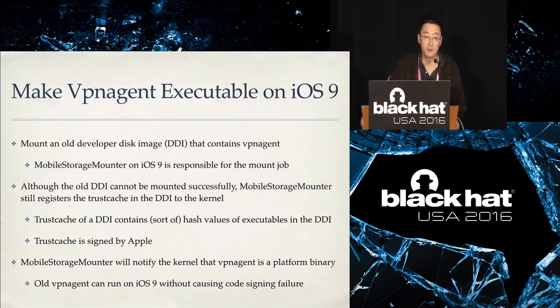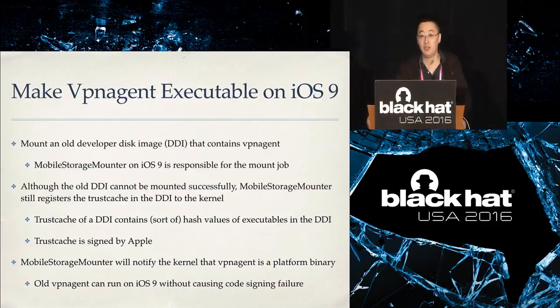So now we try to mount the old version of the DDI onto the iOS device so that we have the VPN agent available. In the beginning, we found that no, iOS 9 has a version check on the DDI. If the developer disk image is too old, it refuses to mount it. We thought maybe we could not do this. But later, after we reverse engineered the mobile storage mounter program, which is responsible for the mounting job, we found there is a logic error.